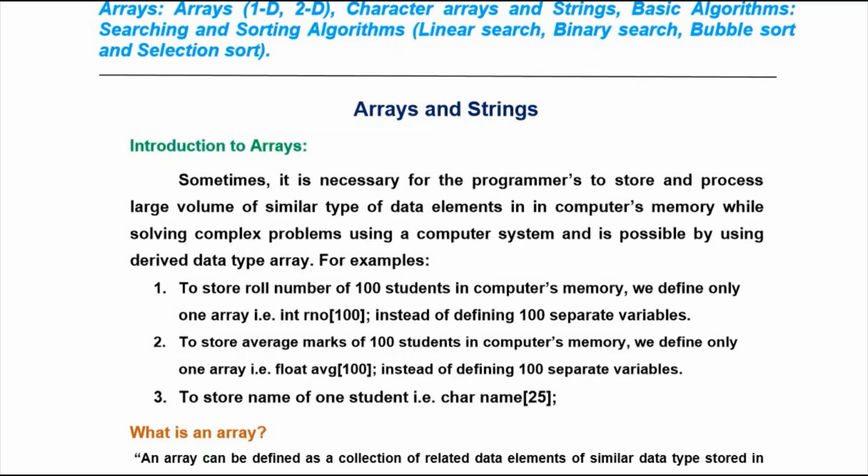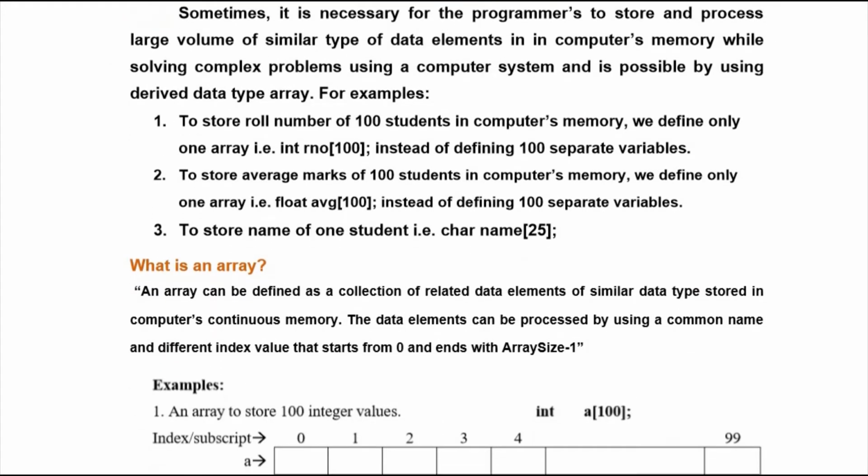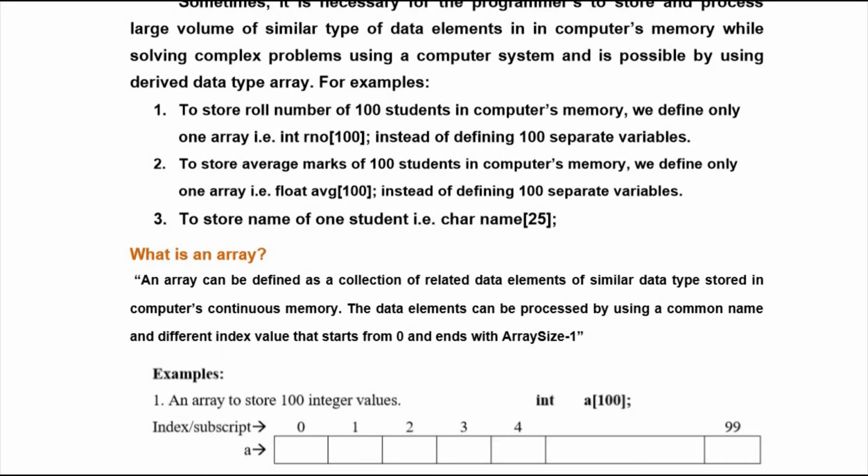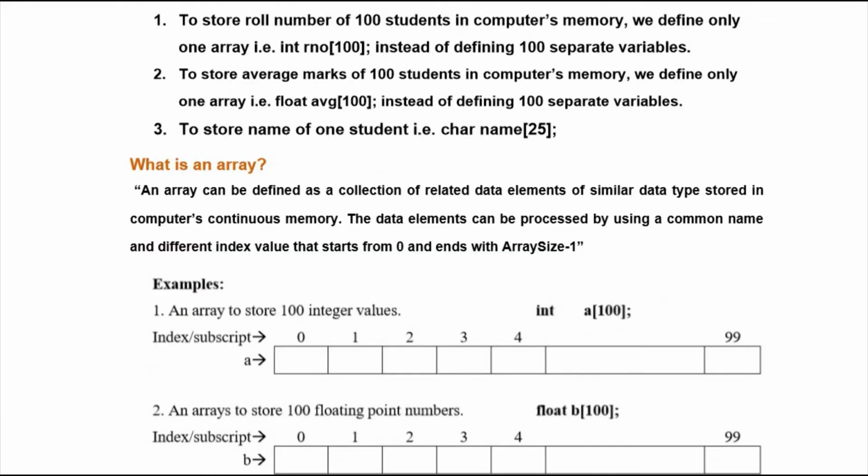So let's see what is an array. An array can be defined as a collection of related data elements of similar data types stored in computer's continuous memory. The data elements can be processed by using a common name and different index value that starts from 0 and ends with array size minus 1.